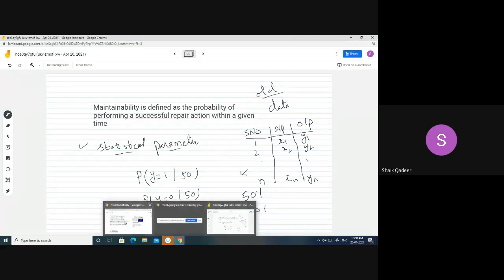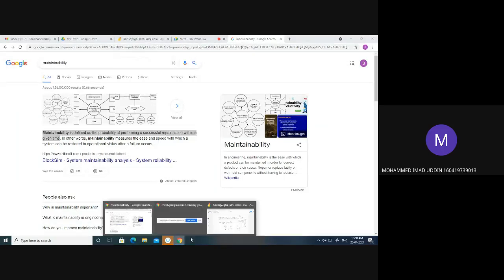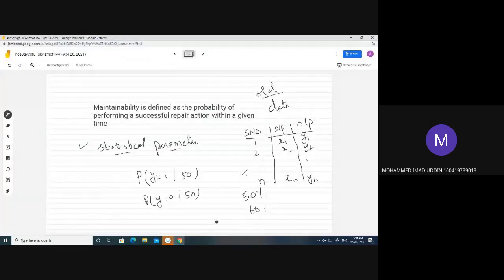Sir, maintainability by its name only can be defined as how successfully a machine is running, right? Yes. How much we can rely on the data which is coming from the instrument, having how much probability of successful answers.